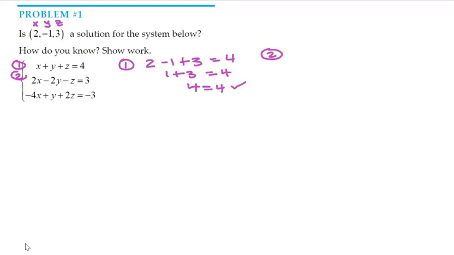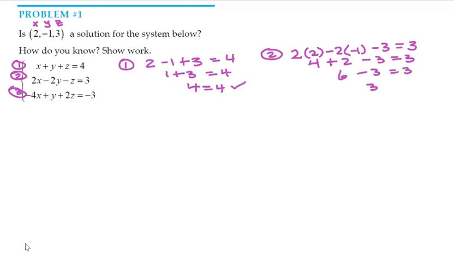So I'm just going to label them like this so we know which equations I'm talking about. All right, so now I'm going to have 2 in place of x. I'm going to put 2 minus 2 times -1, because that's my y, and then minus 3, which is my z. Trying to figure out, does that equal 3? So here, my multiplication, 4 plus 2 minus 3 equals 3. And then if I combine these together, 6 minus 3 is 3. So 3 equals 3. That one's also true.